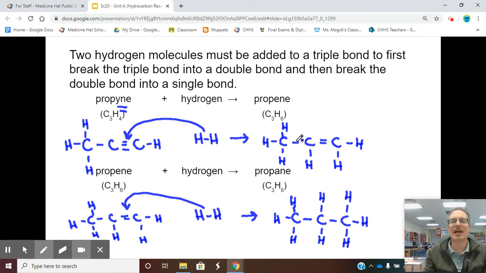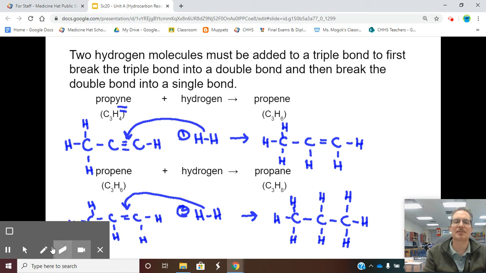So in the first one, when it attacked, the bottom one swung open and we put a hydrogen on both sides of the double bond. This time when the hydrogen attacks, it's going to swing up, and where the double bond is right here, we're going to swing up and put 2 hydrogens. This is called hydrogenation. When we're adding to a double bond, we add 1 set of hydrogens. When we're adding to a triple bond, propyne, we're going to add 2 sets of hydrogen to get it to saturated. The reason we do this is to make the molecule saturated.